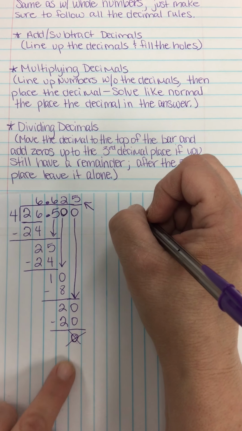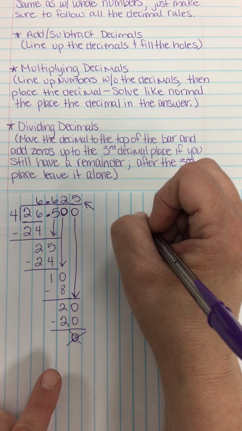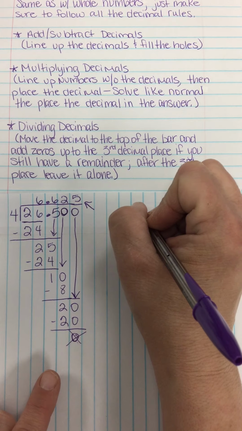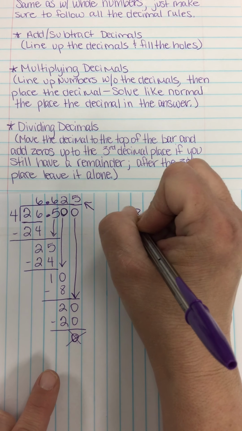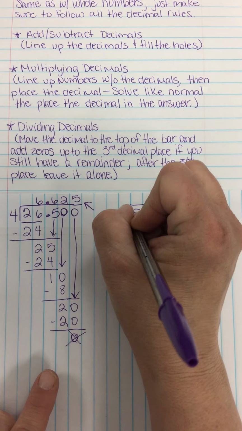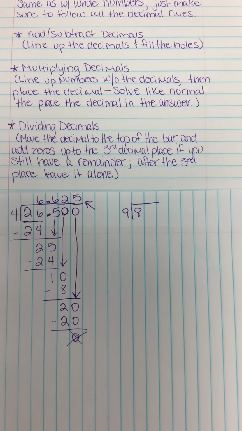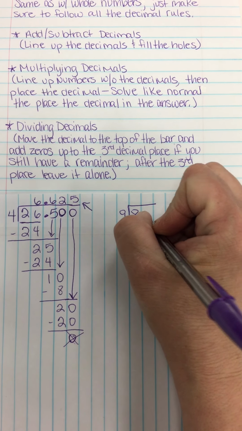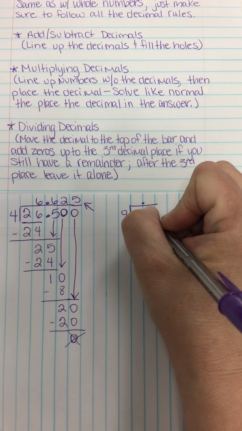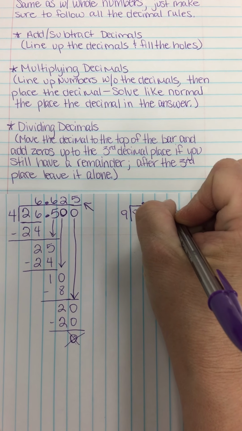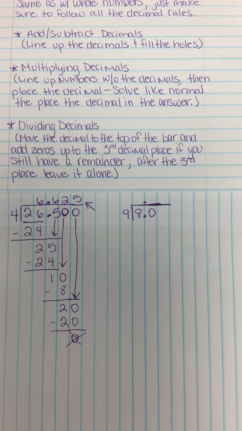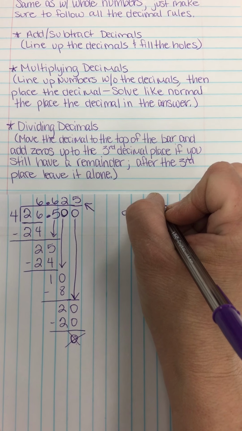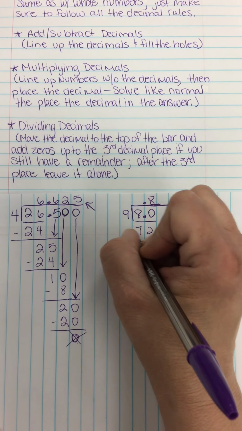Okay, if you have a whole number, let's say 8 divided by 9. Okay, well, I know 9 won't go into 8. So I have to add a decimal and a 0. Okay, that decimal does not change the problem. It is still 8. So we're just going to extend it, and we'll say 9 will go into 80 8 times, which is 72.